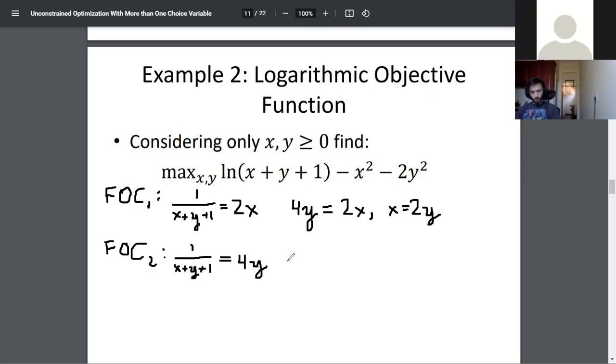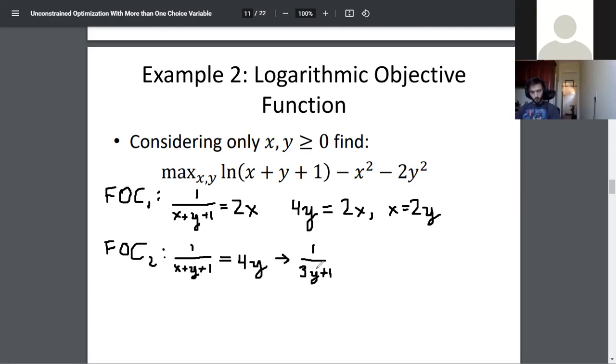Plug in x equals 2y here. What do I get? I'm doing an arrow now, not an equal sign. Arrow, instead of x, I'll put 2y there, that says 1 over 2y plus 1. That's 1 over 3y plus 1, if I did it correctly. I think you'll see that this problem is no harder than the previous one. It's just the objective function happened to have a logarithm in it, and the other one didn't. But conceptually, it's exactly the same.